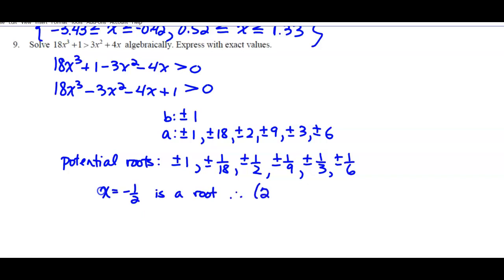Therefore, that factor would be 2x plus 3. Oh, sorry, 2x plus 1 will be a factor. In terms of synthetic division, you've got to divide by 2.